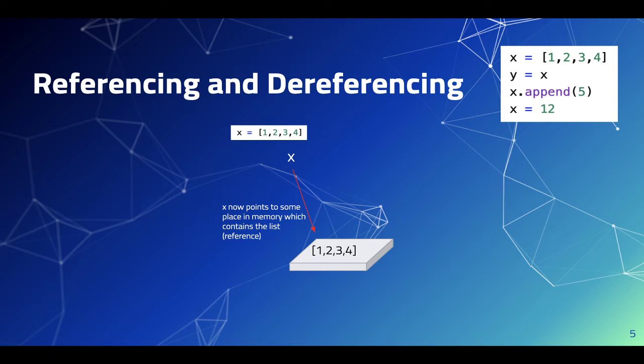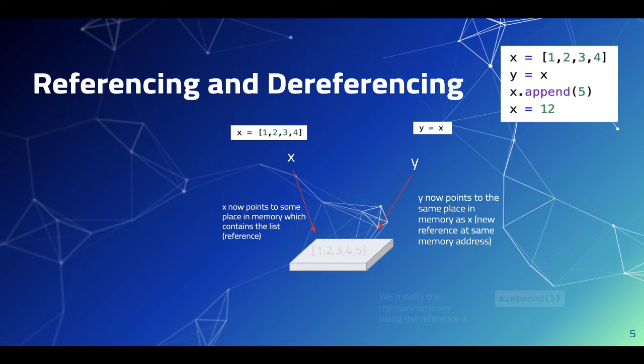So let's go through the process step by step. We set x is equal to 1, 2, 3, 4. So now x points to some place in memory which contains the list 1, 2, 3, 4. This is the reference. When we set y is equal to x, y now points to the same place in memory as x. So y doesn't point to another location in memory that contains a list containing 1, 2, 3, 4, but it points to the same exact location in memory. So it's a new reference to the same exact memory address.